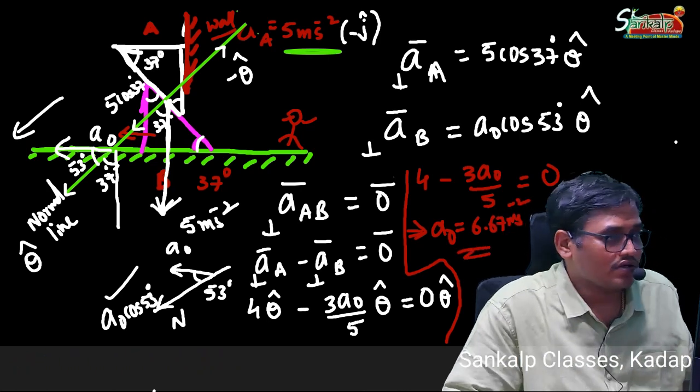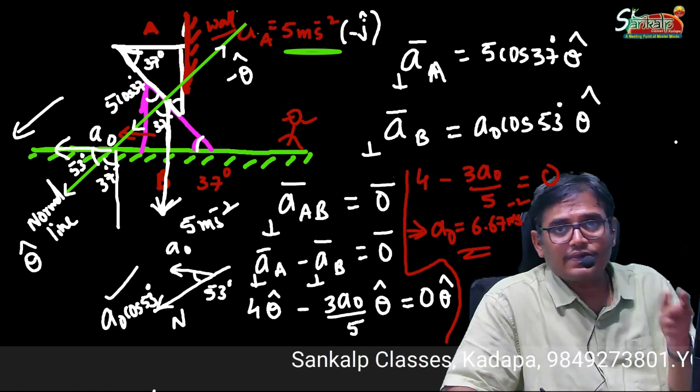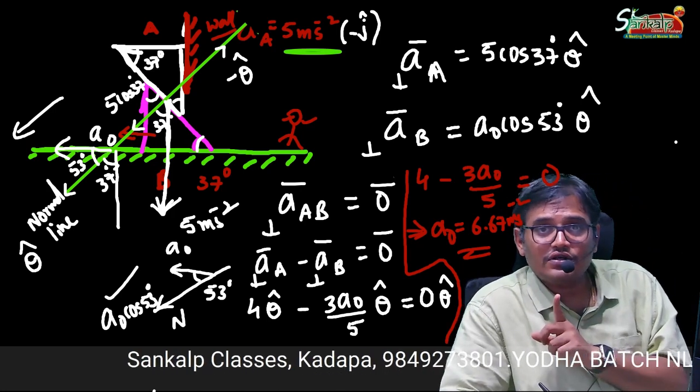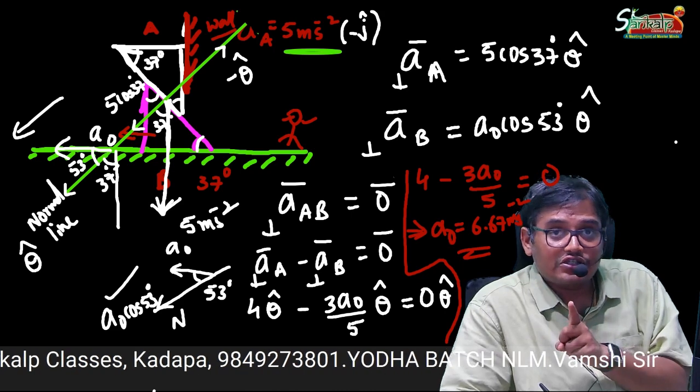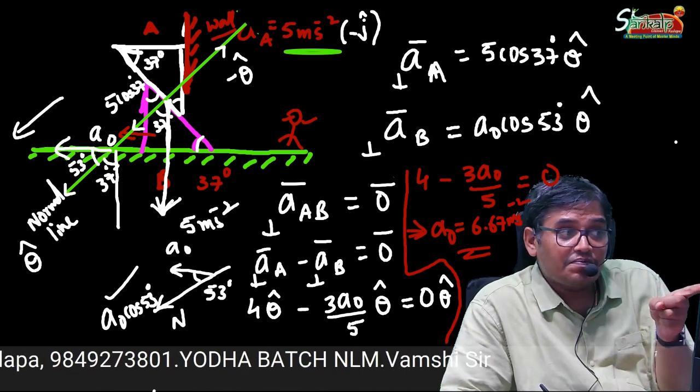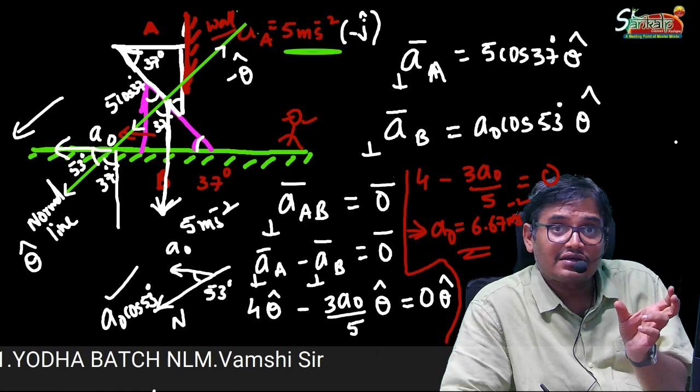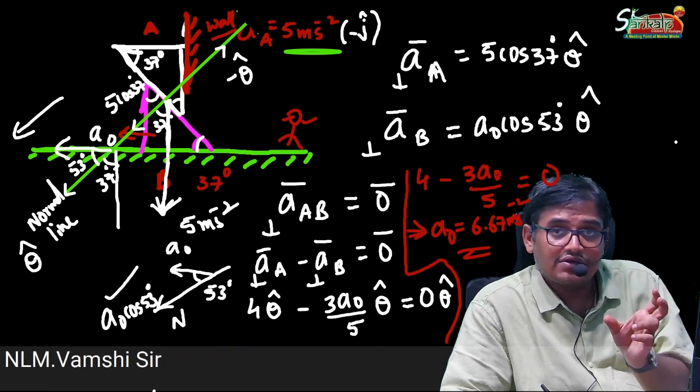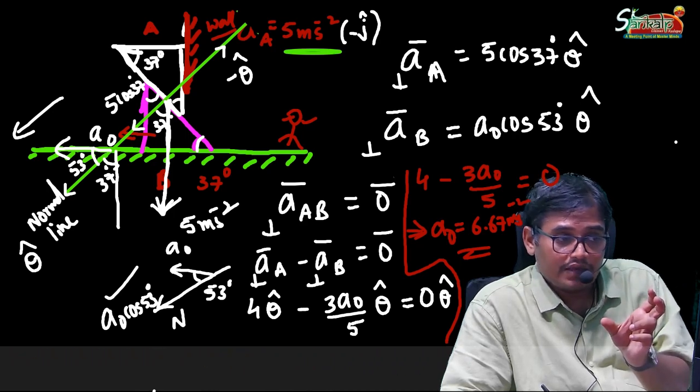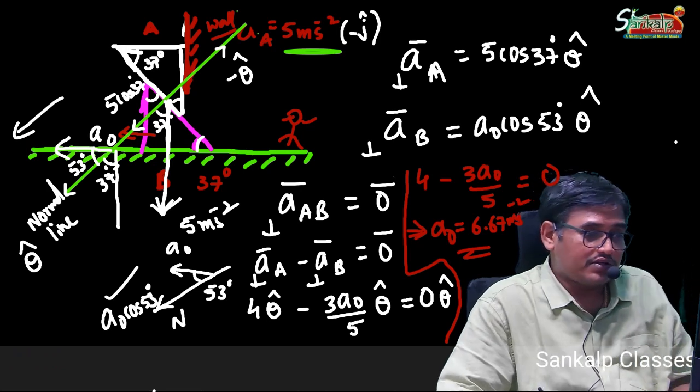The issue is simple or not? A naught is whose acceleration? A naught is the acceleration of the wedge B, which is on the earth. Got the point, my dear children? Please make a note of it.